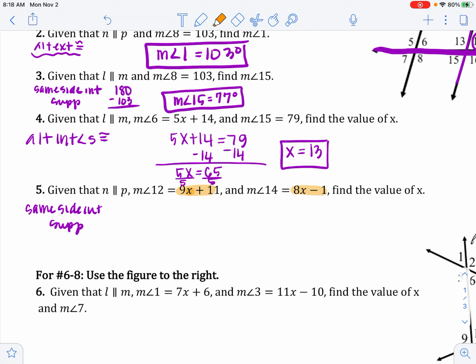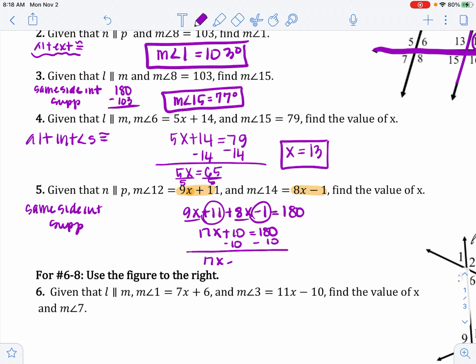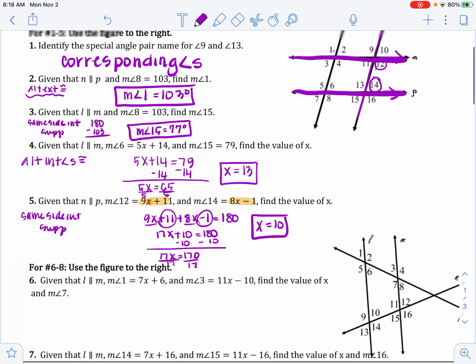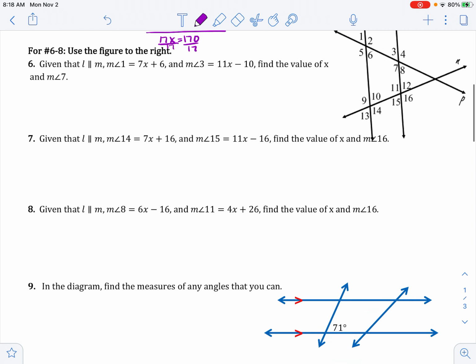So supplementary means that they add to 180. So I know that this plus this is equal to 180. 9x plus 11 plus 8x minus 1 equals 180. Combine like terms, 17x. 11 and negative 1 is plus 10 equals 180. Subtract 10 from both sides. 17x is equal to 170, and then divide by 17, and we get x is 10.